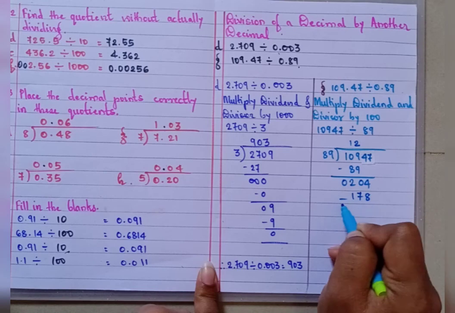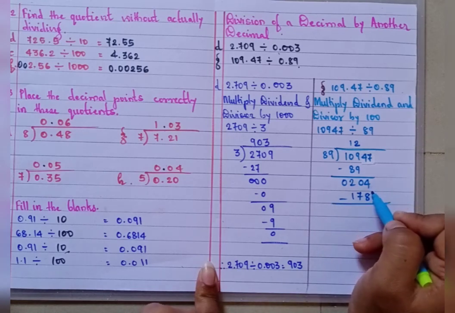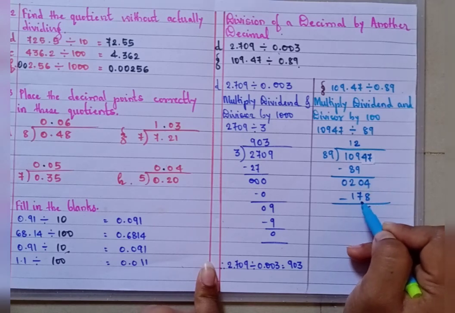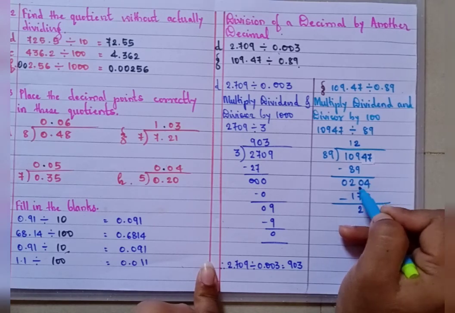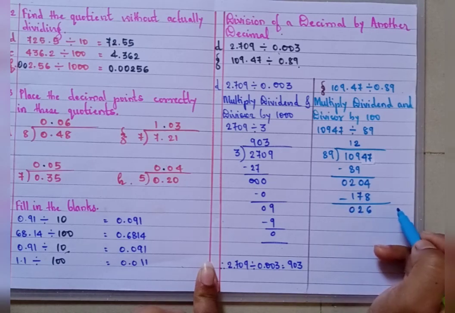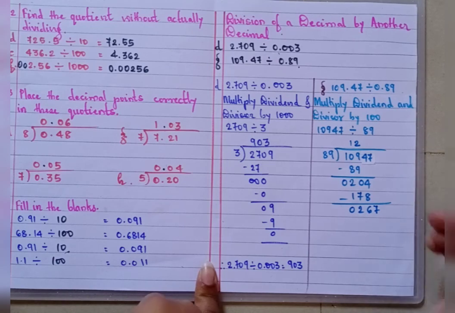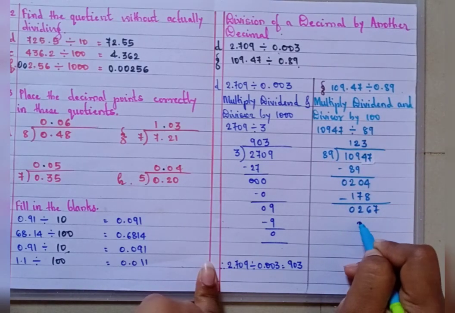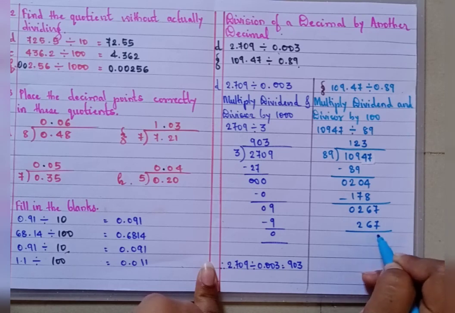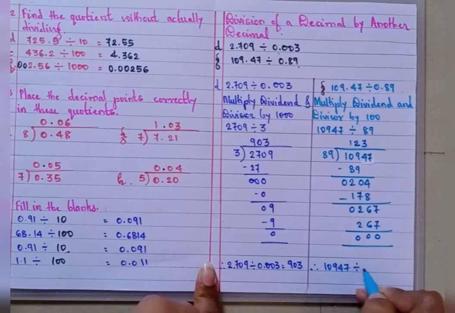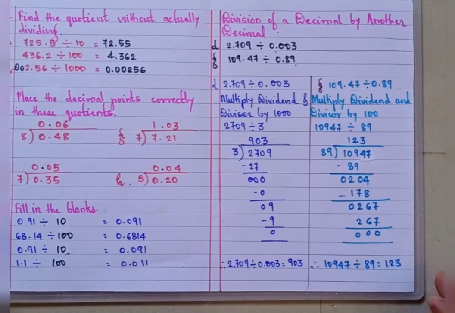178. So let's subtract. From 14, 8 goes out, remains 6. Then from 9, 7 goes out, remains 2. And from 1, 1 goes out, remains 0. Now, the next digit we have to take down, that is 7, 267. And 89 threes are 267. And 0, 0, 0. Therefore, let's write the final statement. 10,947 divided by 89 gives us quotient 123. Hope you have understood up to here.